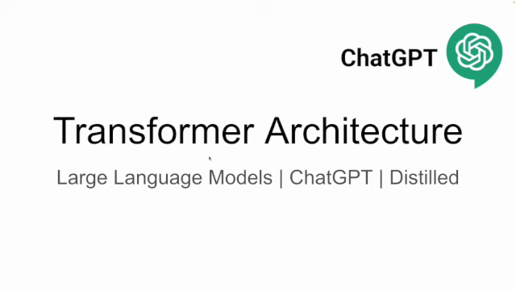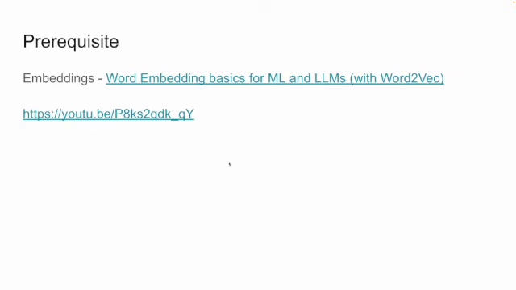These are all called large language models, and the architecture behind them is called transformer architecture. And today we are going to talk about the transformer architecture in a distilled manner. The prerequisite for this is to understand embeddings. There is a YouTube video created by me on embeddings. You may read it.